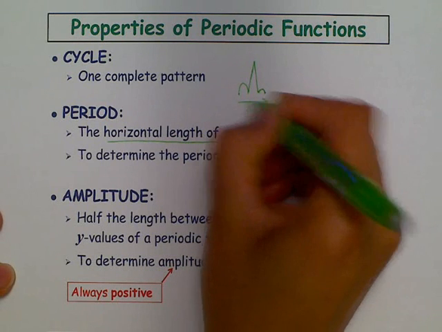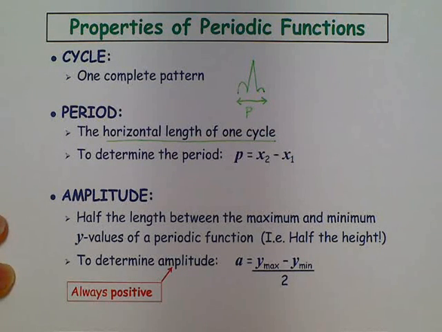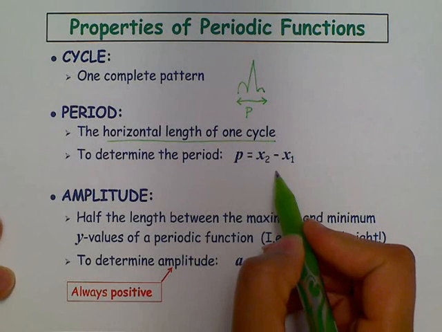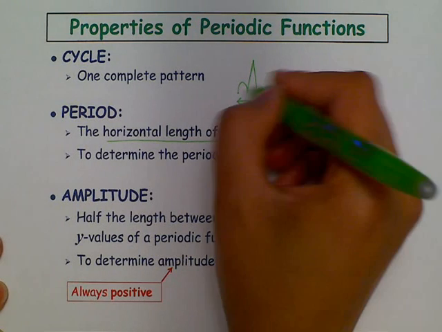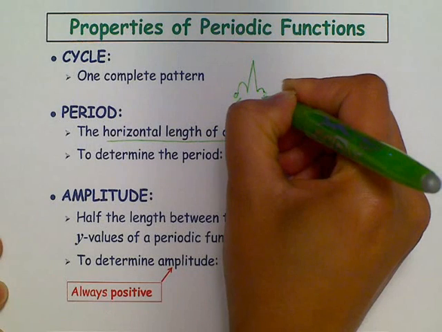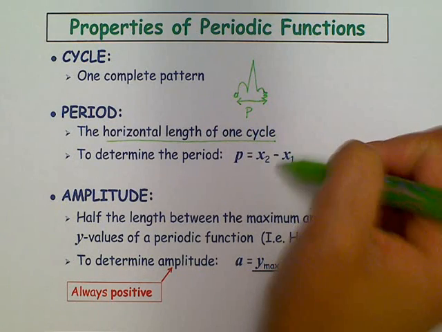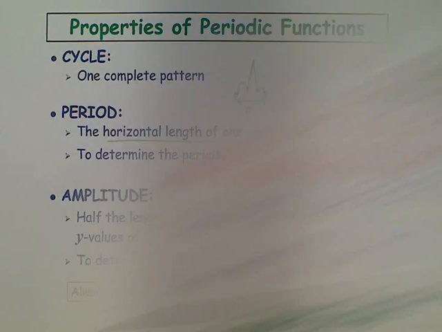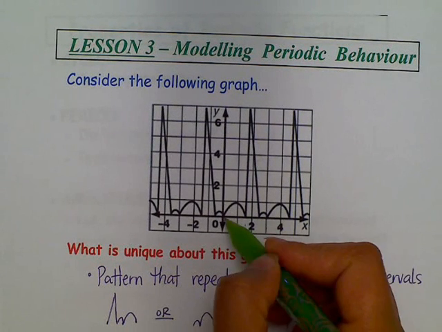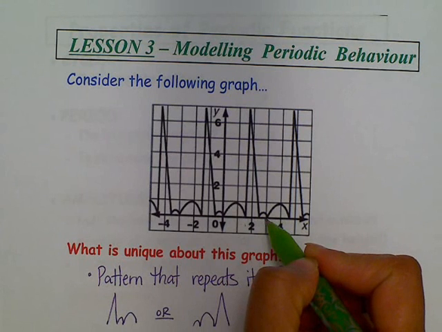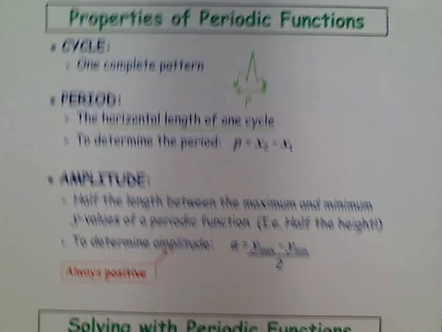We want to know what the horizontal length of one cycle is like this. That represents the period. One way to calculate the period is to take the higher x value and subtract the lower x value from it. So let's say this was at 0 and this is at 3. Then you would just subtract 3 and 0 to get the period of the function, which is equal to 3. And we saw that earlier in this graph as well. If I looked at the cycle here, from 0 to 3 is the horizontal length of one cycle, so I know that the period of the function would be 3.